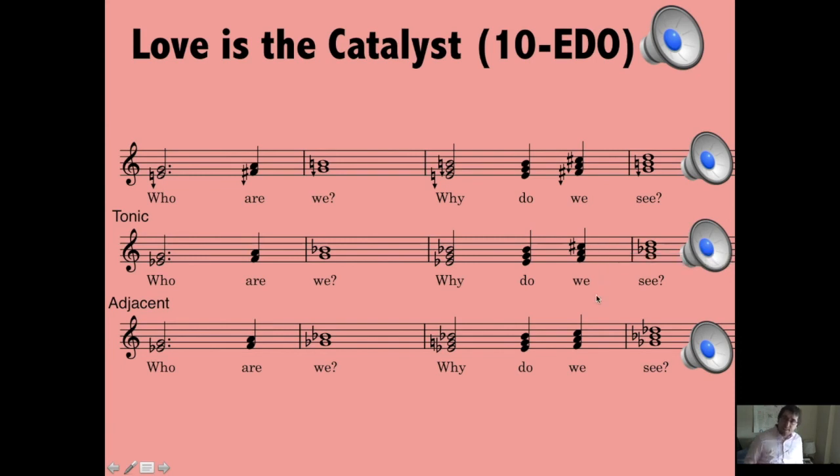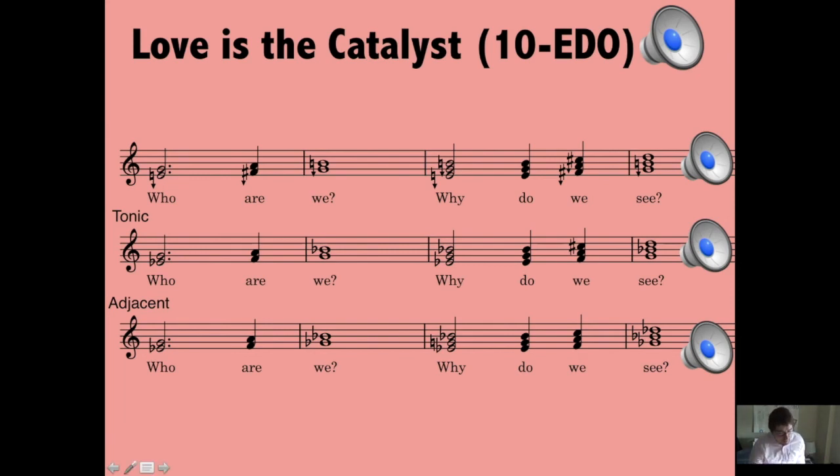It doesn't quite work, does it? Because in 10, all those triads are also neutral triads, so they all have the same quality. But in 12, we have to either stick a weird augmented triad in there, or we have to actually change our neutral third from major to minor, depending on local phenomena.